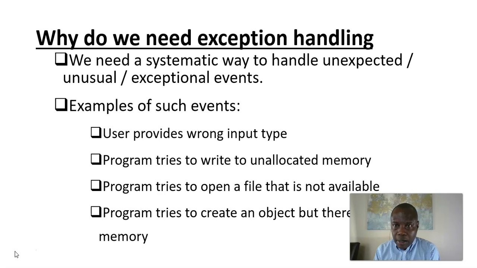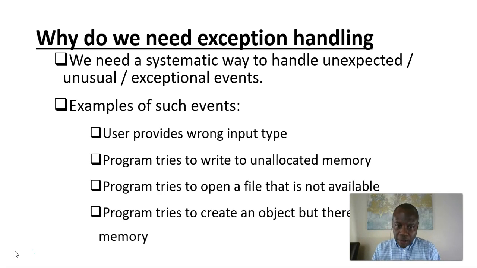Say you want to calculate someone's age. You ask them the day of birth and they put in a string. You could also run into a situation where your program tries to write to unallocated memory. For instance, you have an object which, while you were creating your program, you had its reference set to null. You forgot to instantiate the object.